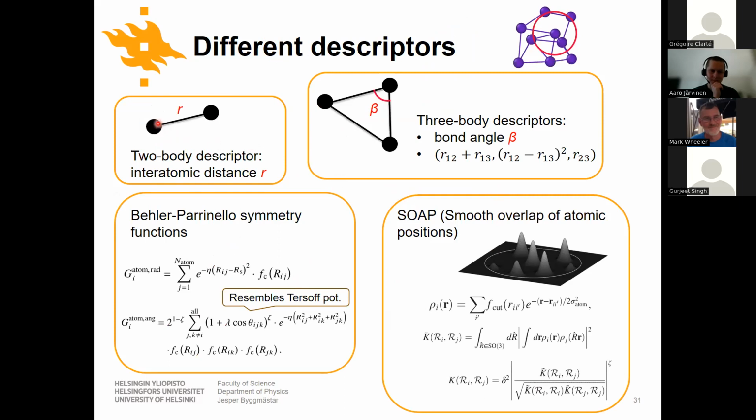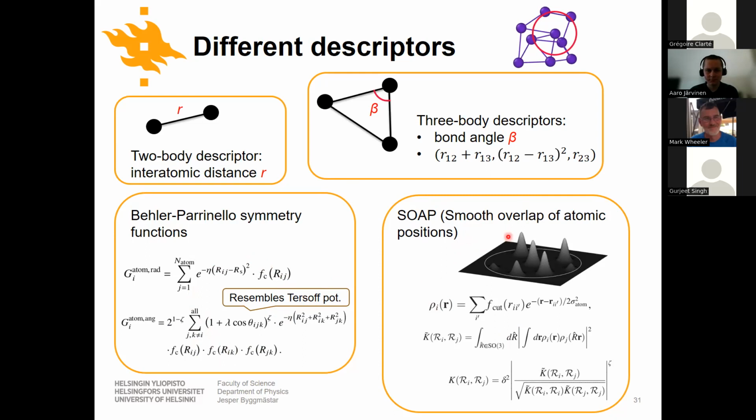So instead of looking at the atom coordinates, you start with the interatomic distances. Then you have a three-body descriptor, which means basically that you use the angle between the bonds. Then you use symmetry functions. This is a bit more complicated, but essentially it is related to the fact that if you rotate it, you should still have the same energy. And then a fourth thing is that you want a smooth overlap of the atomic positions.